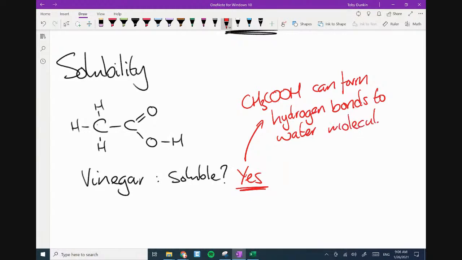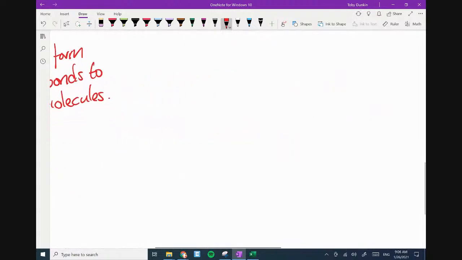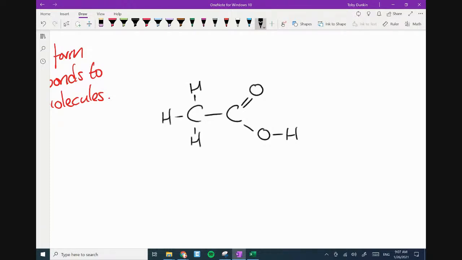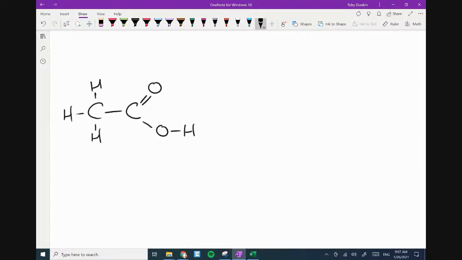And by the way, they do this regularly in the exam: draw the formation of hydrogen bonds between one molecule of ethanoic acid and one molecule of water. We've seen these questions over and over. They like us to be able to draw hydrogen bonds. Why do they like it? Because, of course, they know that students do it badly.